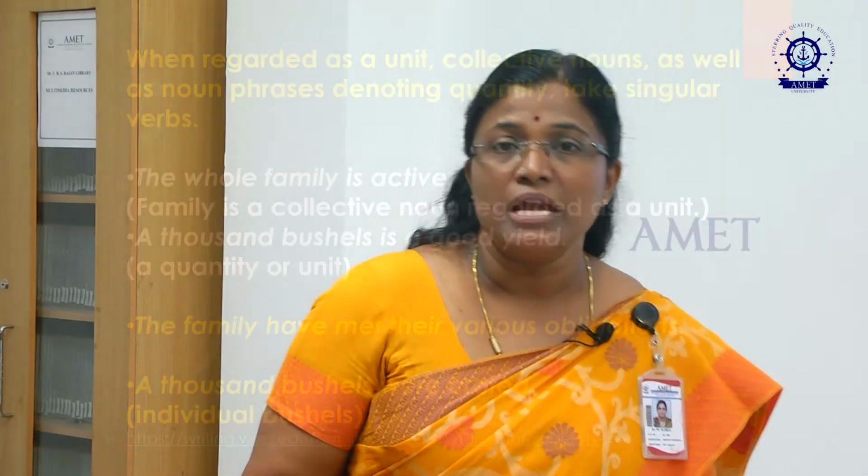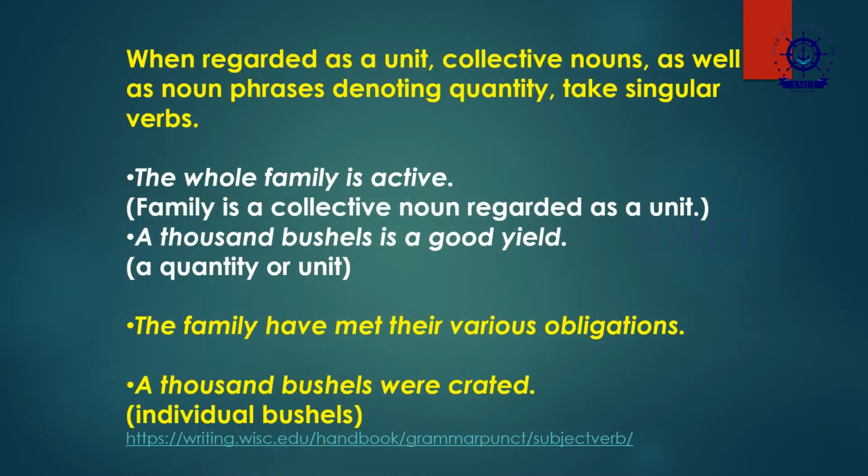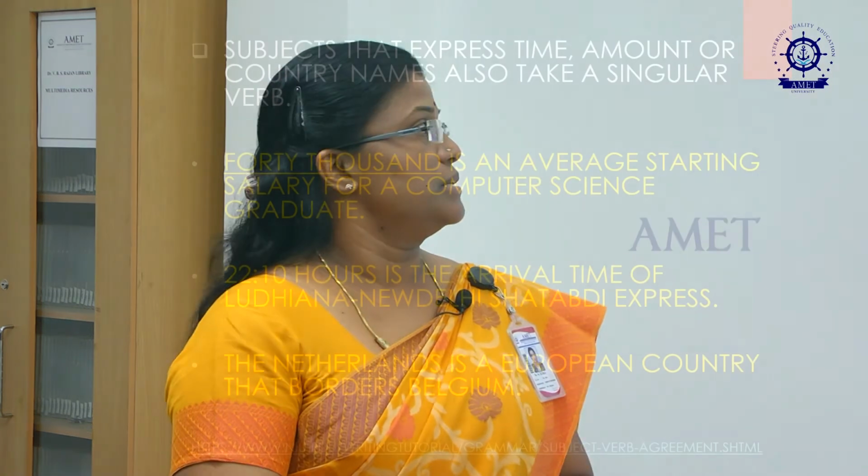Obligations are many and also individuals are many. It varies in number, which means plural. So, the family have met their various obligations. The plural verb have is used in this context. 1,000 bushels were crated. Again, it means the individual bushels.